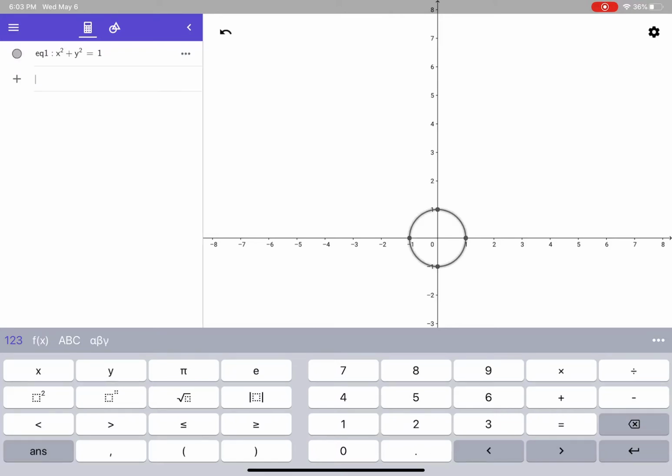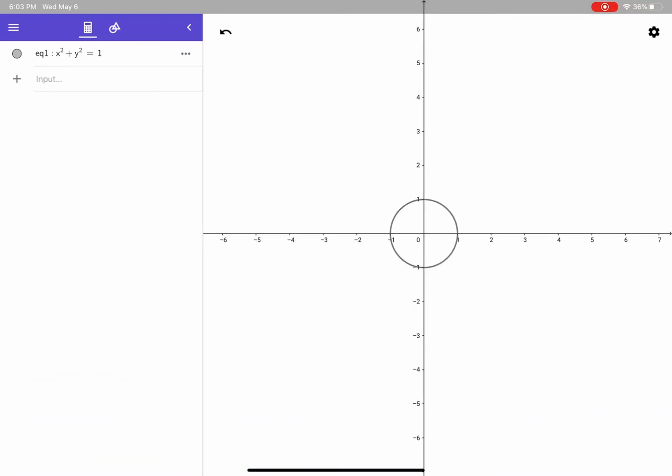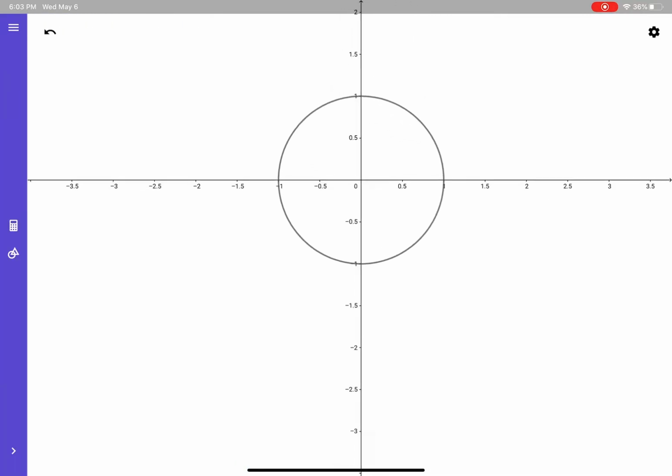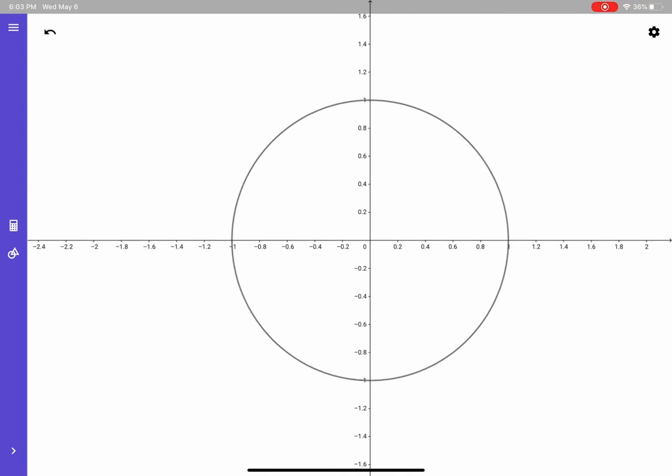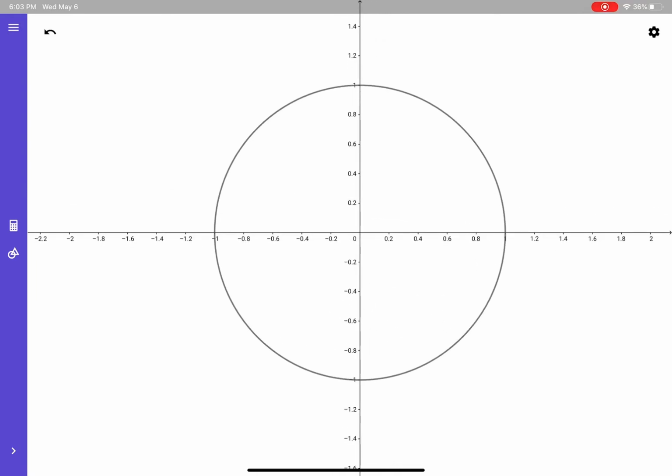And there we go. There is our unit circle. Voila. So I'm going to get rid of that, and just zoom in. That's our unit circle right there. Okay. And so now what I'm going to do is put in an angle measurement, because the sine, the cosine, tangent, all of that stuff is in terms of an angle measurement.